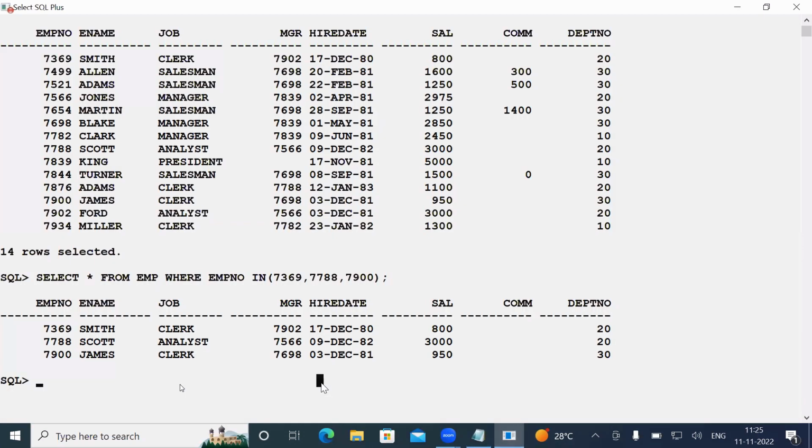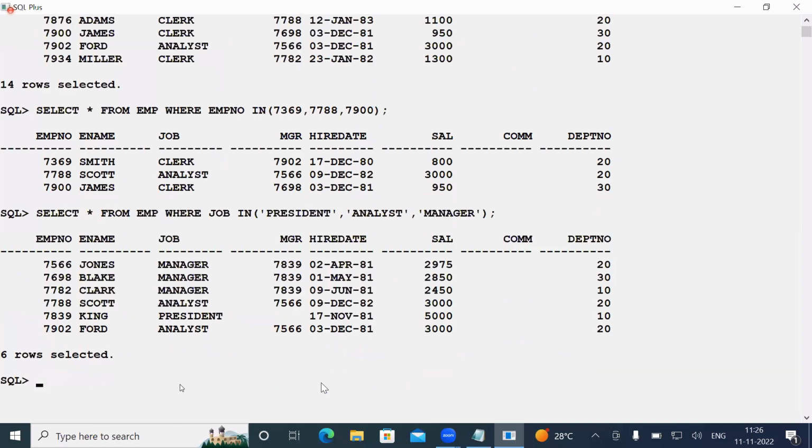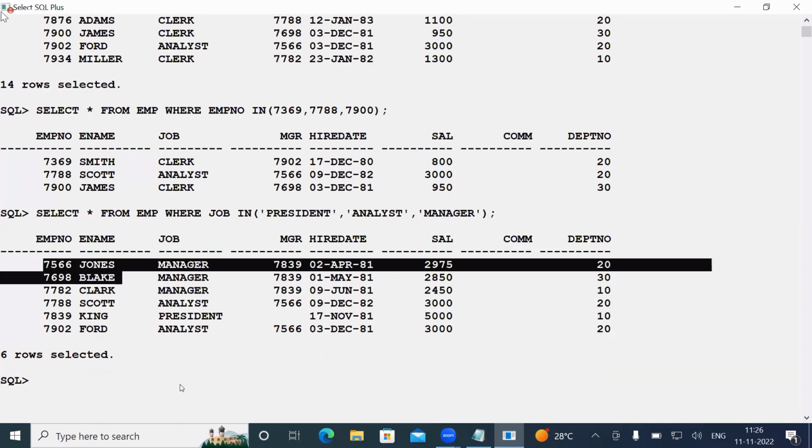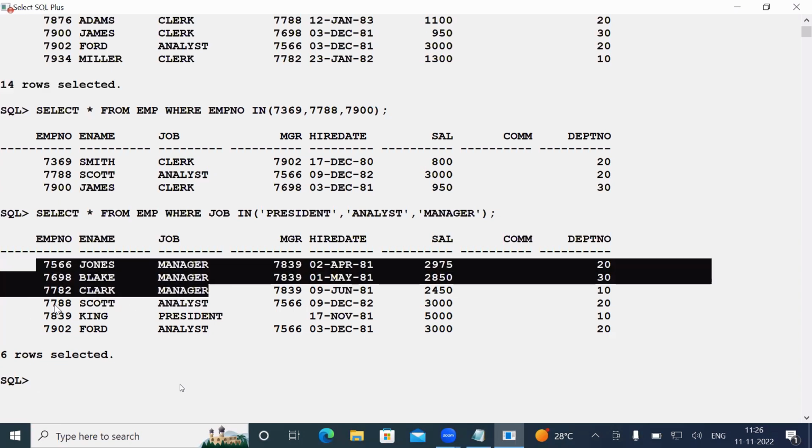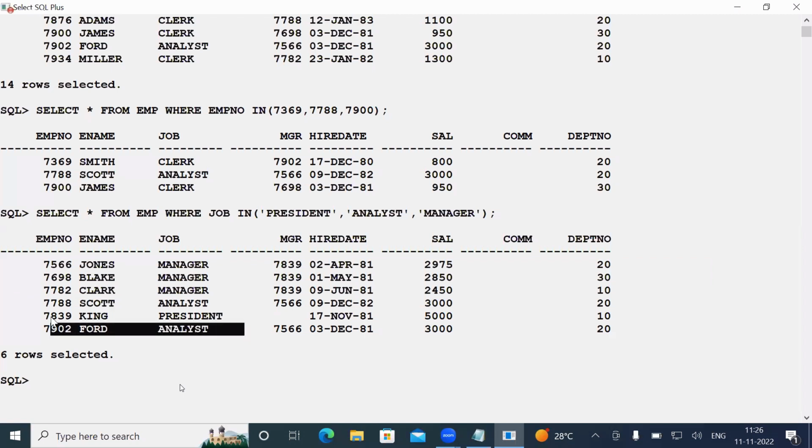In this case also we write our query like select star from EMP where I'm comparing with the job column, in the list of jobs. The first one is president, and I'm giving single quotes because it is a string type column. The next I'm giving analyst, and next manager. The people working in these jobs will come to you. So out of 14 employees, there are 6 employees: 3 are managers, 2 are analysts, and 1 is president.